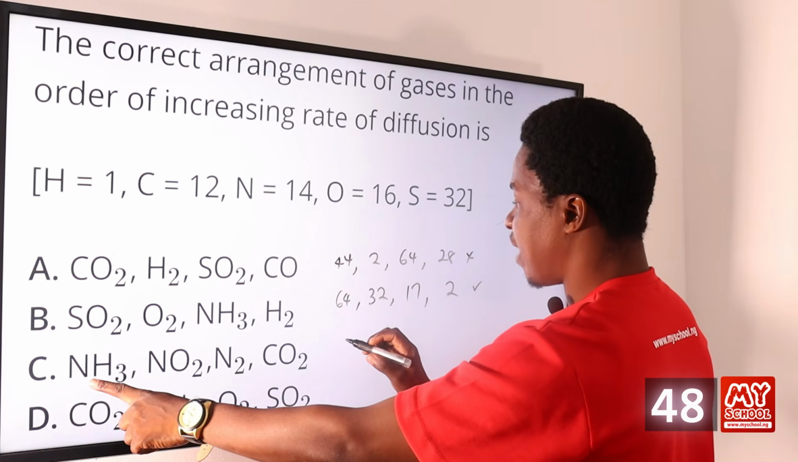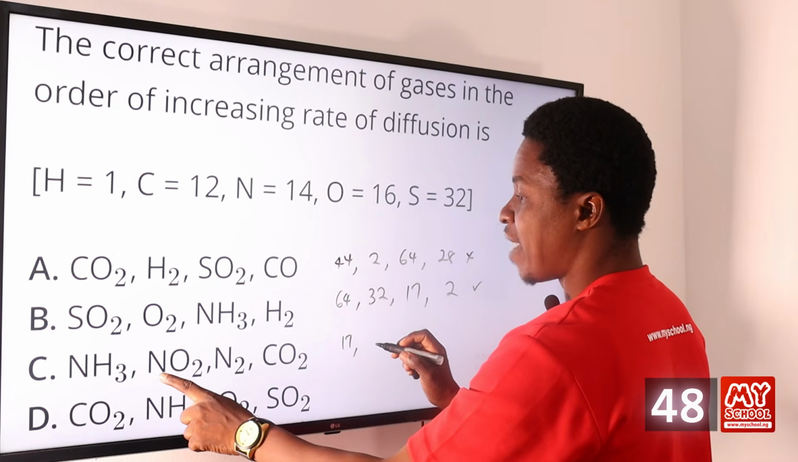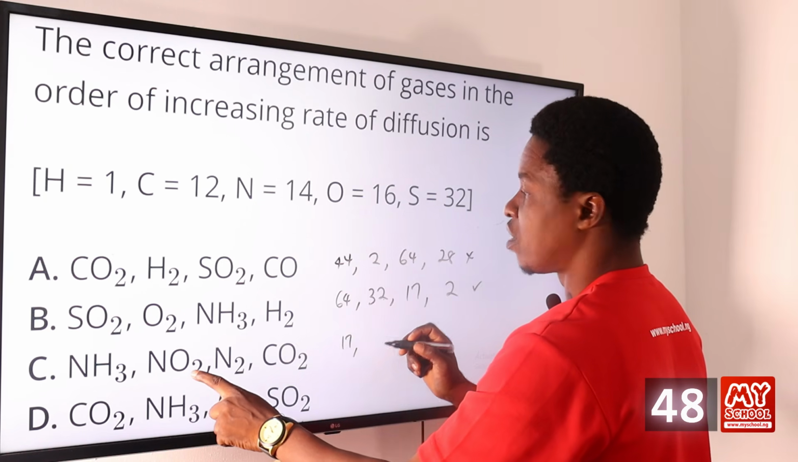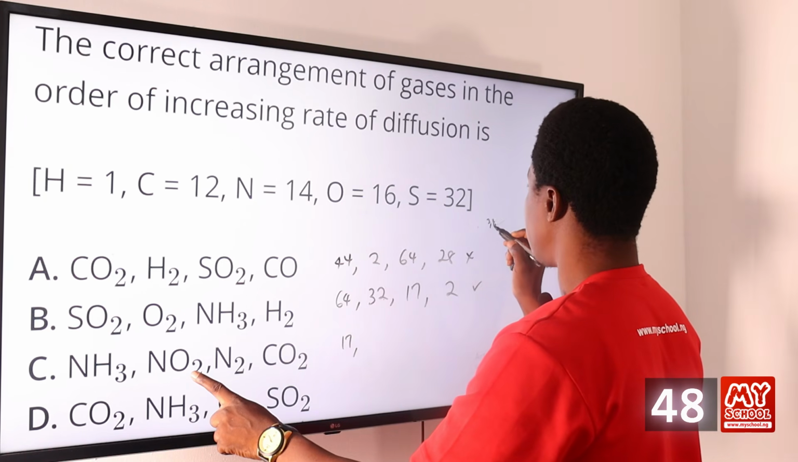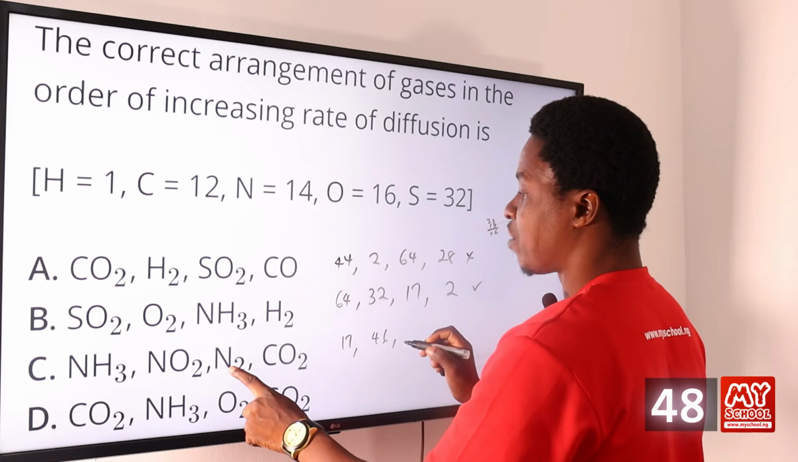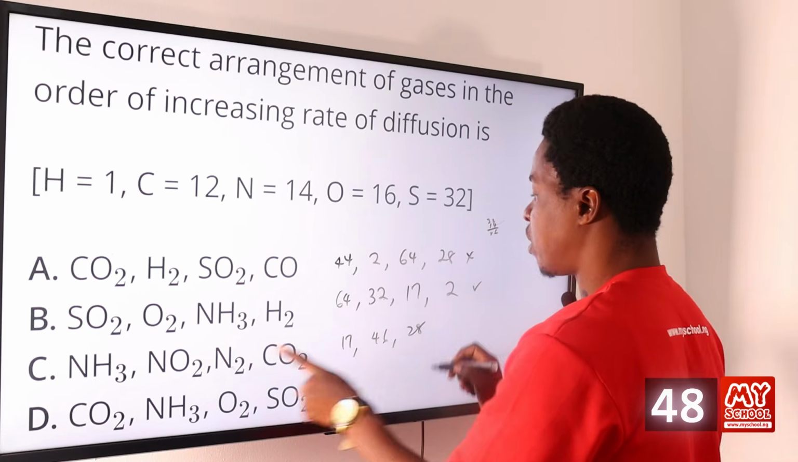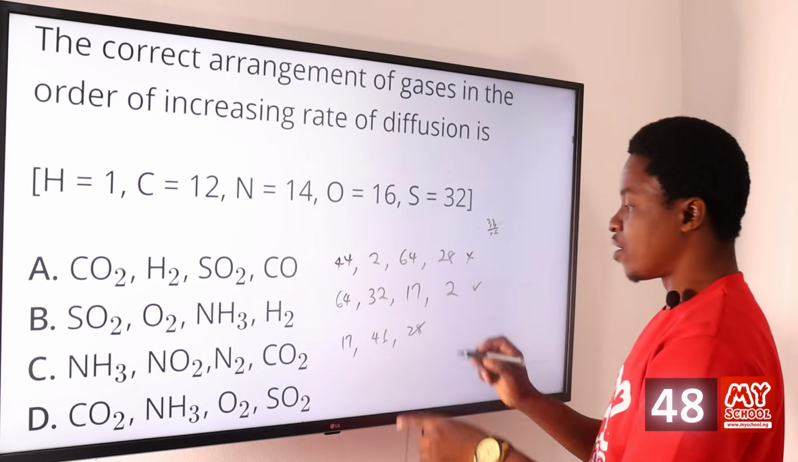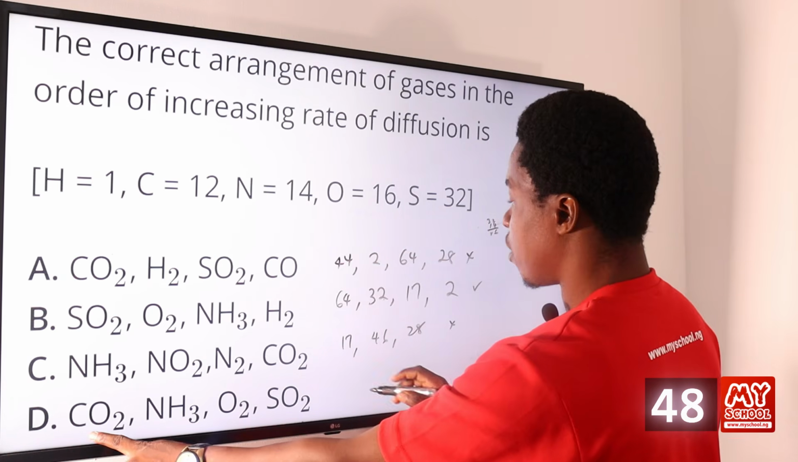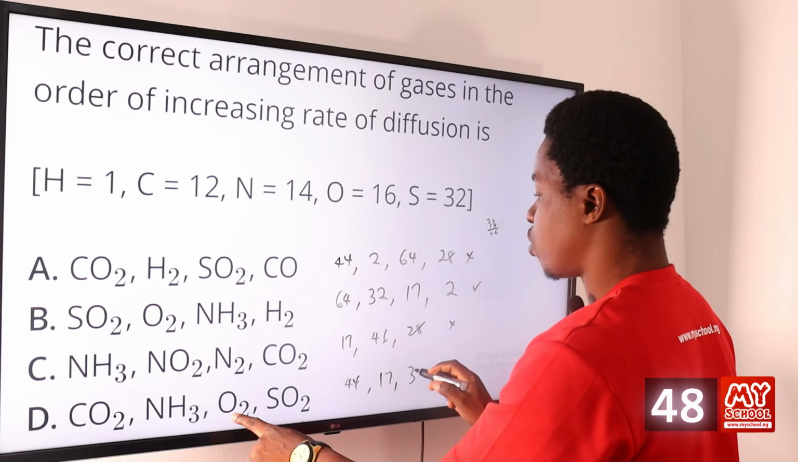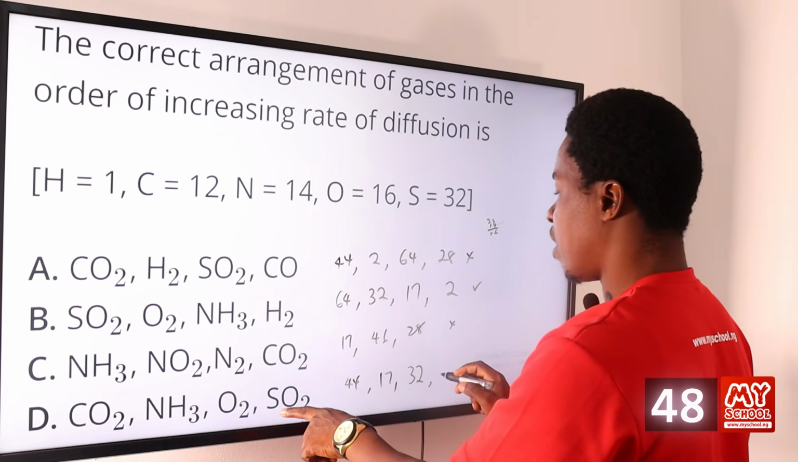This is ammonia. Ammonia is 17. Followed by nitrogen dioxide: 14 plus 16 times 2 is 32, 32 plus 14 gives us 46. And then nitrogen is 14 times 2, 28. There's no point wasting time because this one is smaller, this one is higher, then this one is smaller again. So definitely it can't be this. This is CO2, that's 44. Then SO2 is 64, ammonia is 17, oxygen is 32, and then we have 64.